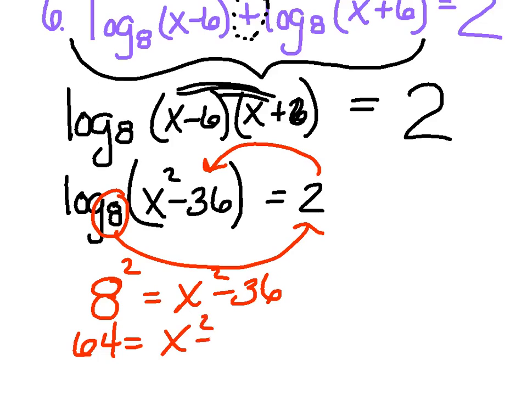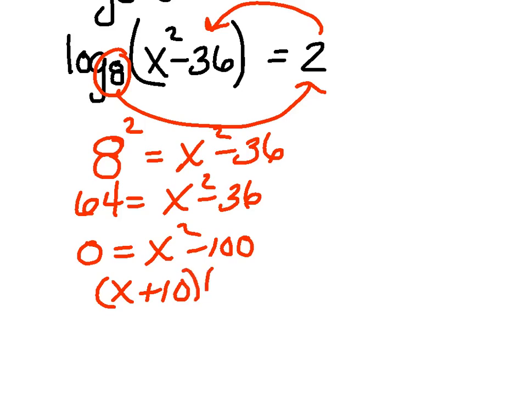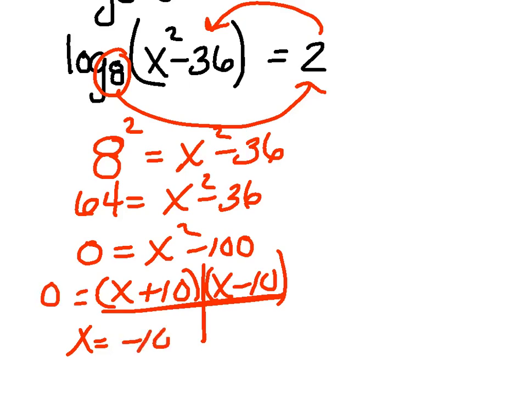64 equals x squared minus 36. So I see a squared, I'm setting this equal to 0. I get x squared minus 100. Factoring, I get x equals negative 10 and x equals positive 10.